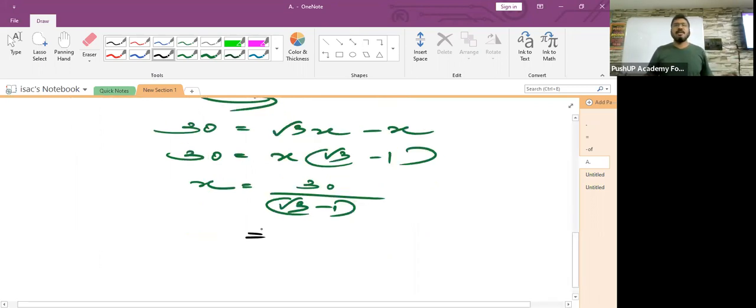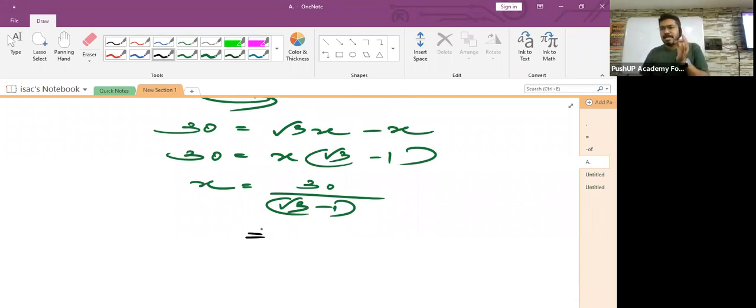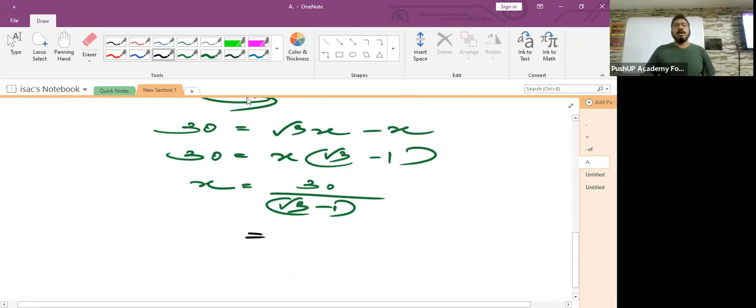Children, don't leave your answer like this, because they will always ask you to round it off to at least 2 decimal places. So you all should remember the rationalization method, which we have learned in class 9, first chapter. What is the rationalizing factor of root 3 minus 1? Root 3 plus 1. All right. So let's multiply the numerator and denominator with the rationalizing factor.